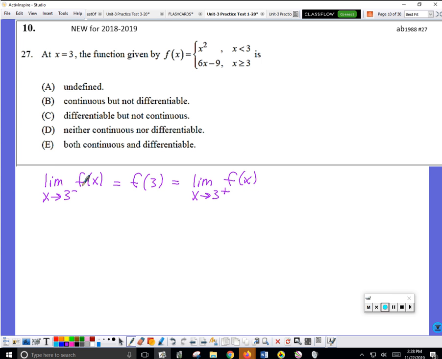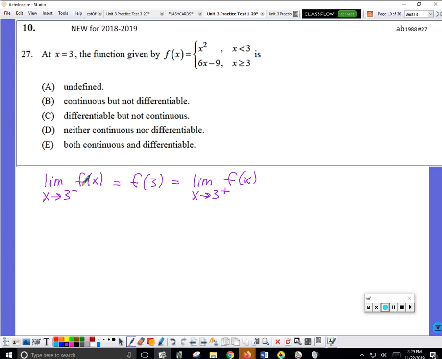If this is not true, there's no reason to check the other. I've seen a problem where if you check the other first, you actually get the wrong answer because you forgot to check this. If this doesn't work, you don't even check the other. It has to be continuous first. Okay, so we want to check this.